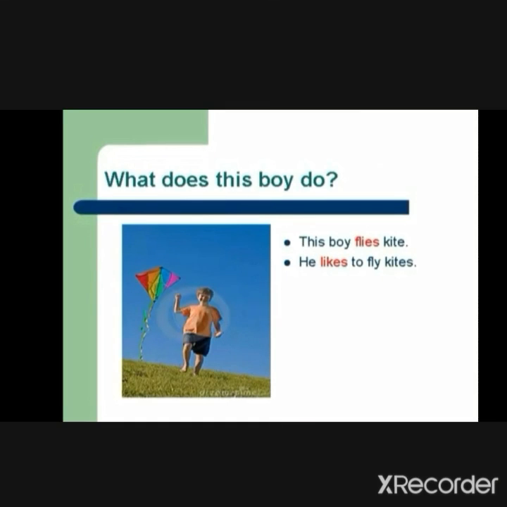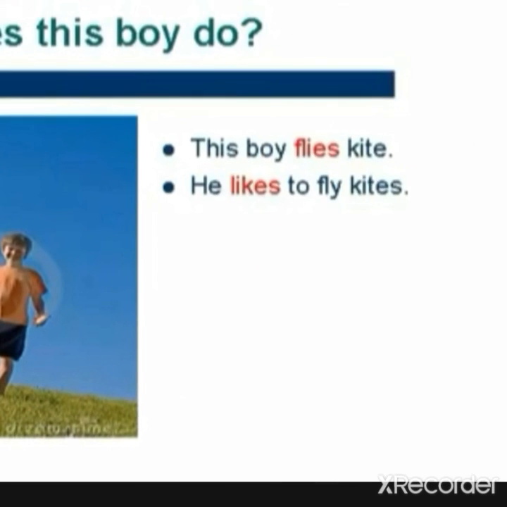So you can see here, what does the boy do? This is an interrogative sentence, and there are two examples. The boy flies kites. So here we are using flies instead of fly because the boy means the subject is singular. He likes to fly kites. Here we use likes, not like.